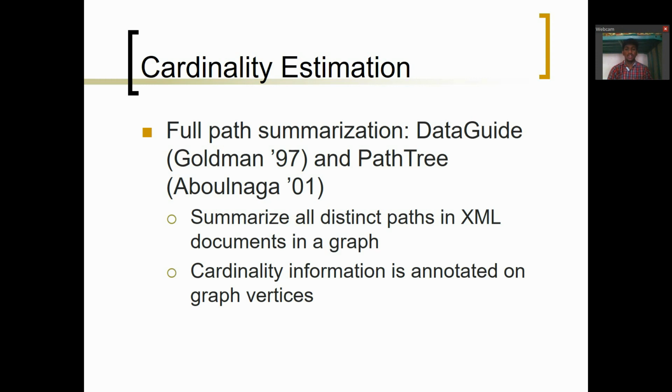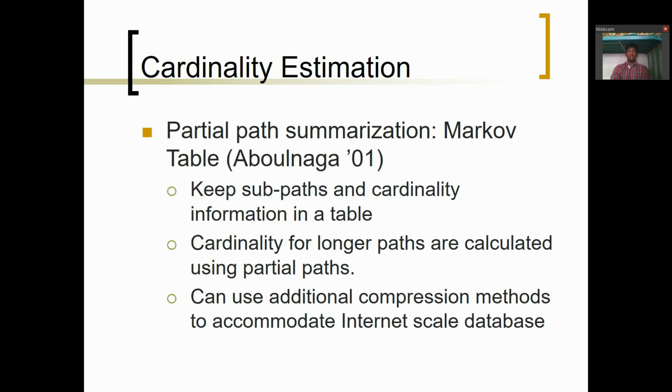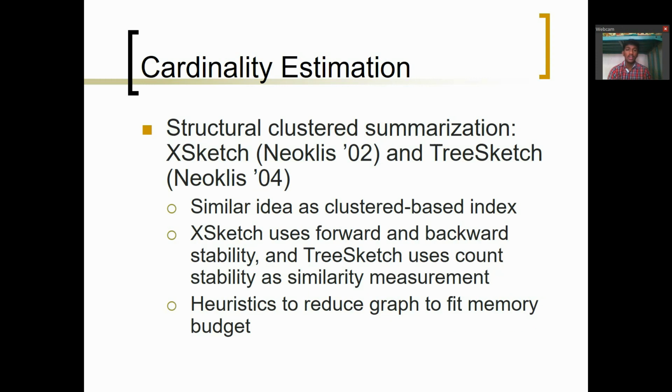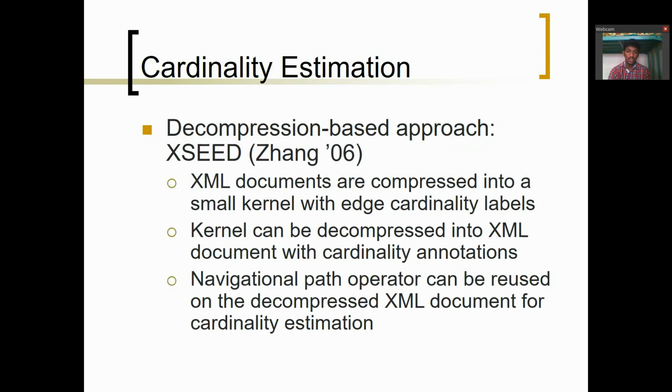Full path summarization: DataGuide and path tree summarize all distinct paths in XML documents in a graph. Cardinality information is annotated on graph vertices. Partial path summarization, path table: keep subpaths and cardinality information in a table. This was proposed by Aboulnaga. What he is saying is that cardinality for long paths is calculated using partial paths, along with additional comparison methods to accommodate internet scale databases. These are used during cardinality estimation. Some of those who use these are XSketch and TreeSketch. They implement it over here.